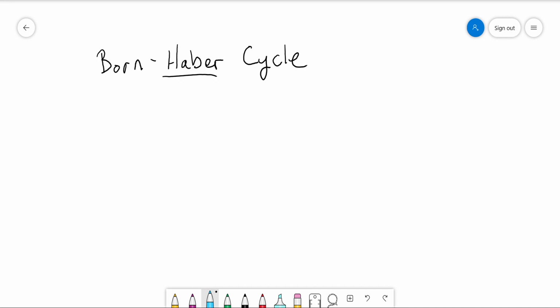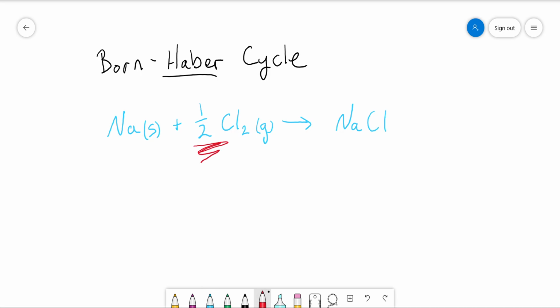So let's look at a simple reaction. Again, going to stick with sodium chloride. So we have sodium solid reacting with 1/2 chlorine gas to give us NaCl. And I know we normally don't have the 1/2 here, but it's simply so we can get a 1 coefficient in front of the sodium chloride. This is a solid.